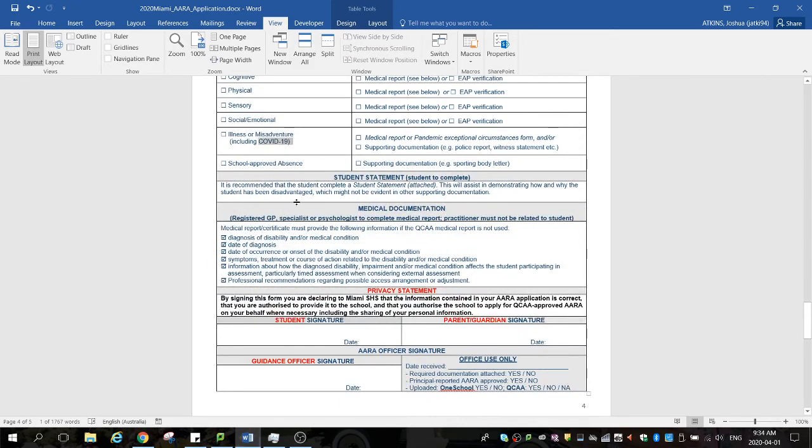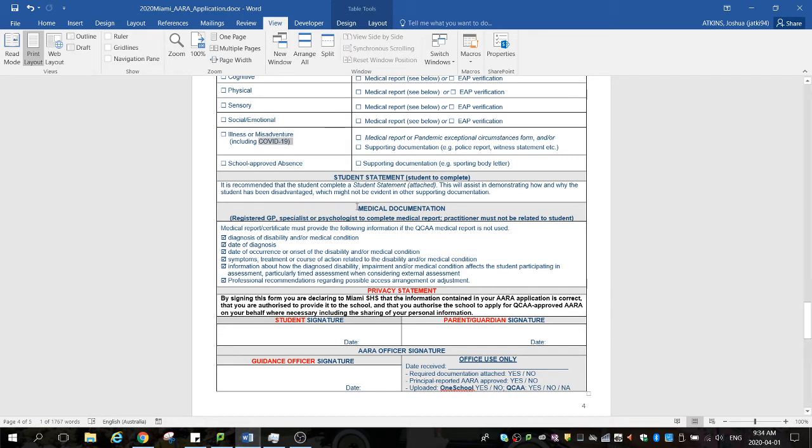Down here it lists a student statement, so this is an opportunity for you to explain why you need AARA, what's happened and how it's impacted your ability to complete assessment. This is important if you're seeking AARA for a non-medical related reason that you cannot get supporting documentation for.